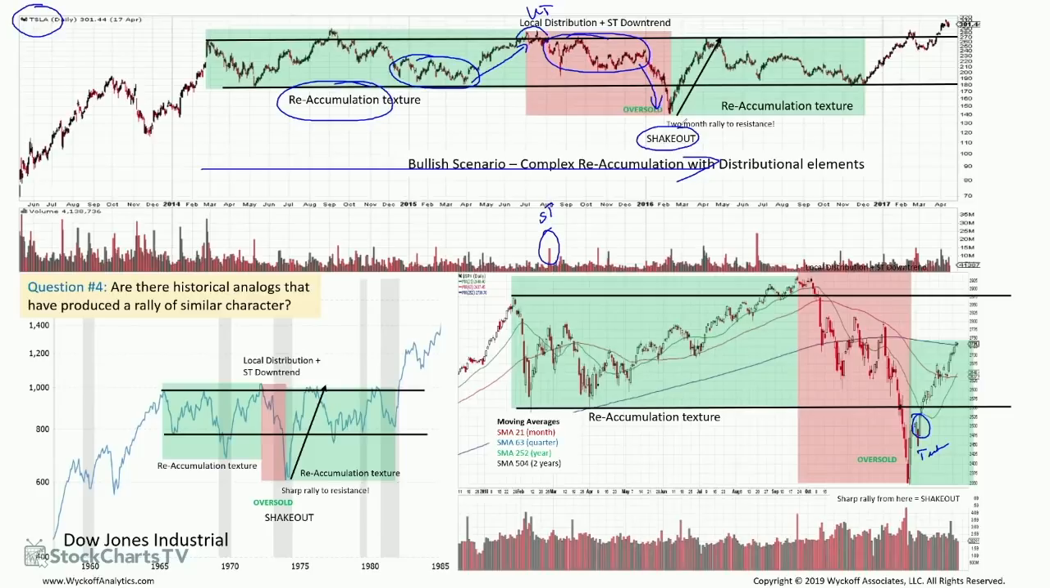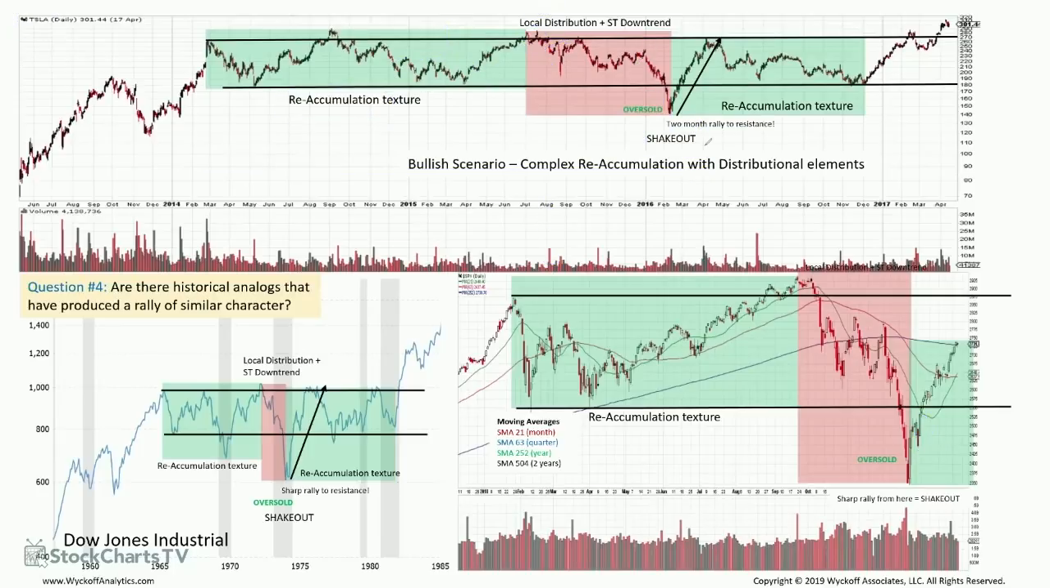Does it look familiar with the markets that we had since the beginning of 2018, where we had that type of reaccumulation type of texture with absorption elements, then short-term distribution, and then a shakeout? What happened afterwards in Tesla? Well, institutions are seeing this as an extreme value.